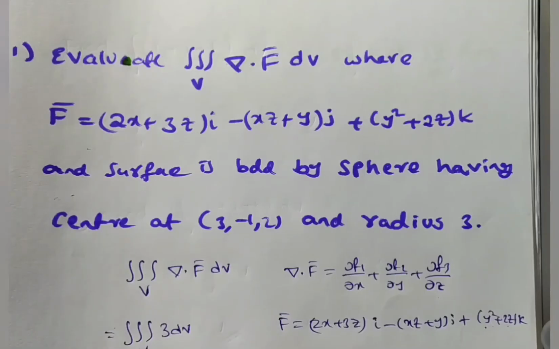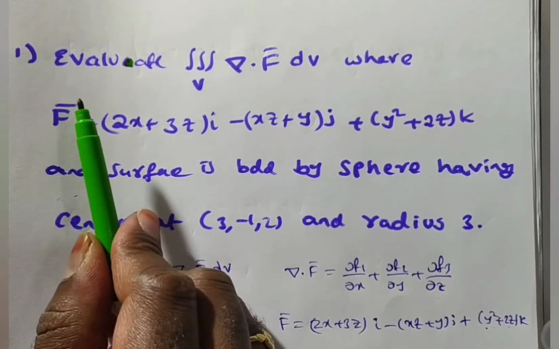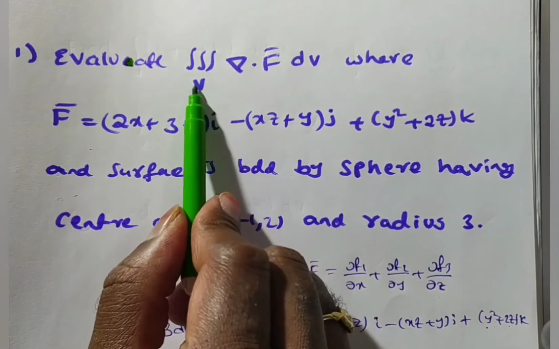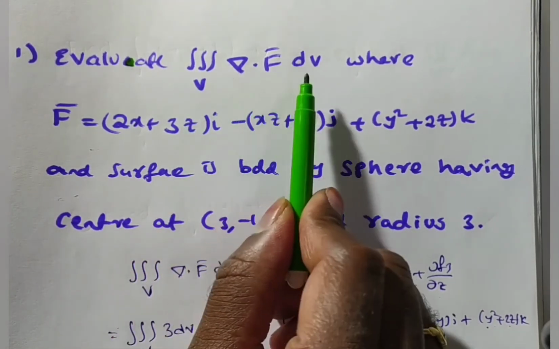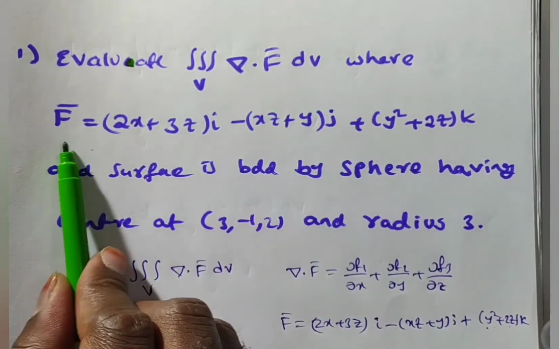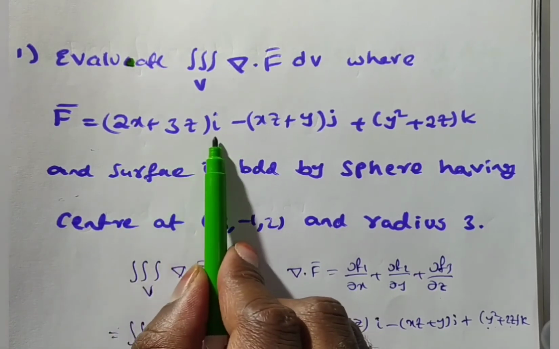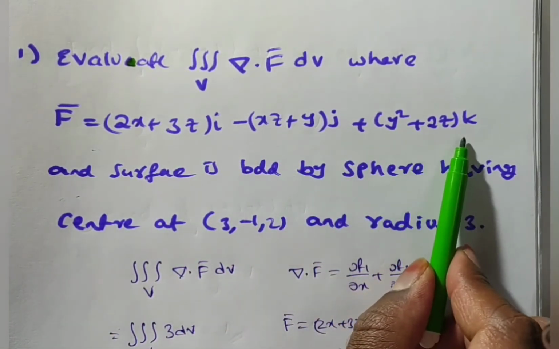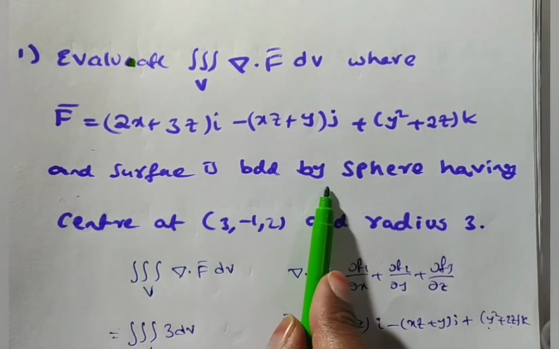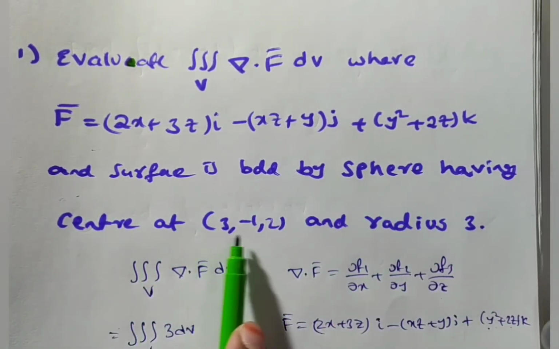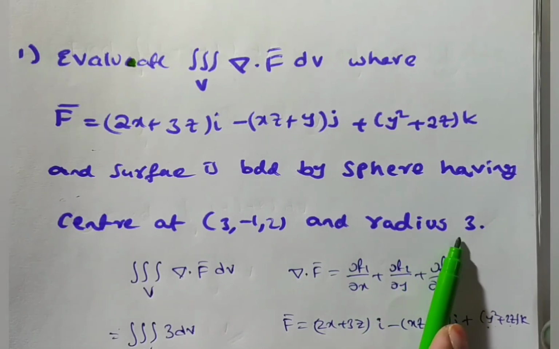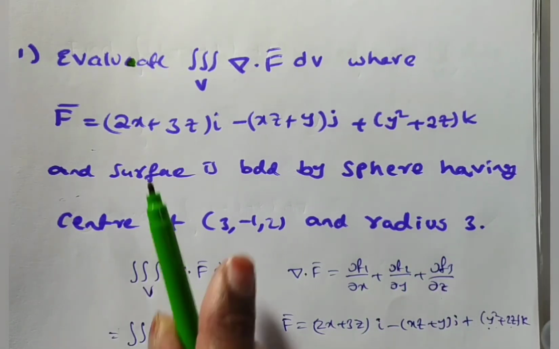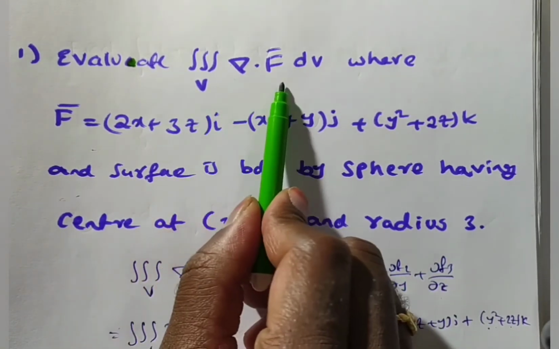Okay, the given problem is: evaluate the triple integral over V of del dot f bar dV, where f bar is equal to (2x plus 3z) i minus (xz plus y) j plus (y square plus 2z) k, and the surface is bounded by the sphere having center (3, minus 1, 2) and radius 3. Friends, you see what we have to evaluate? Del dot f bar dV.